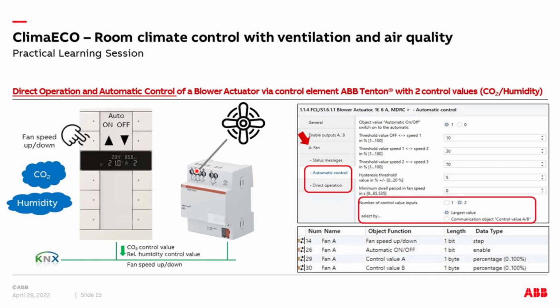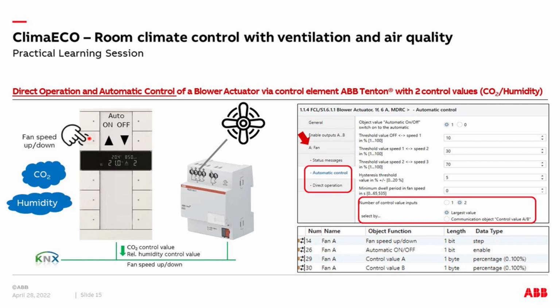We want to do both the direct operation and the automatic control. For this, we use here our ABB Tenton. The Tenton has the advantage that we can also show here the CO2 concentration and also the relative humidity. So it is displayed here, and via a short time difference, maybe every 10 seconds or every 20 seconds, it changes between the humidity and the CO2 concentration. So inside there are the sensors to detect the CO2 concentration and the relative humidity.